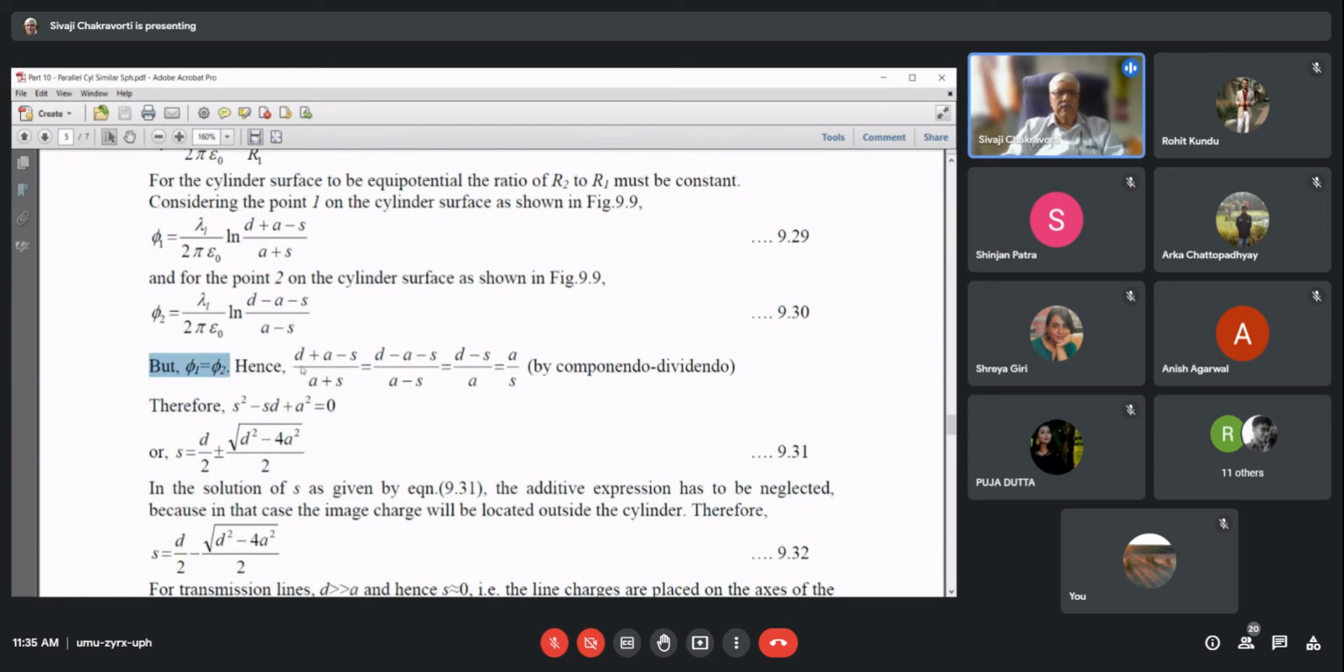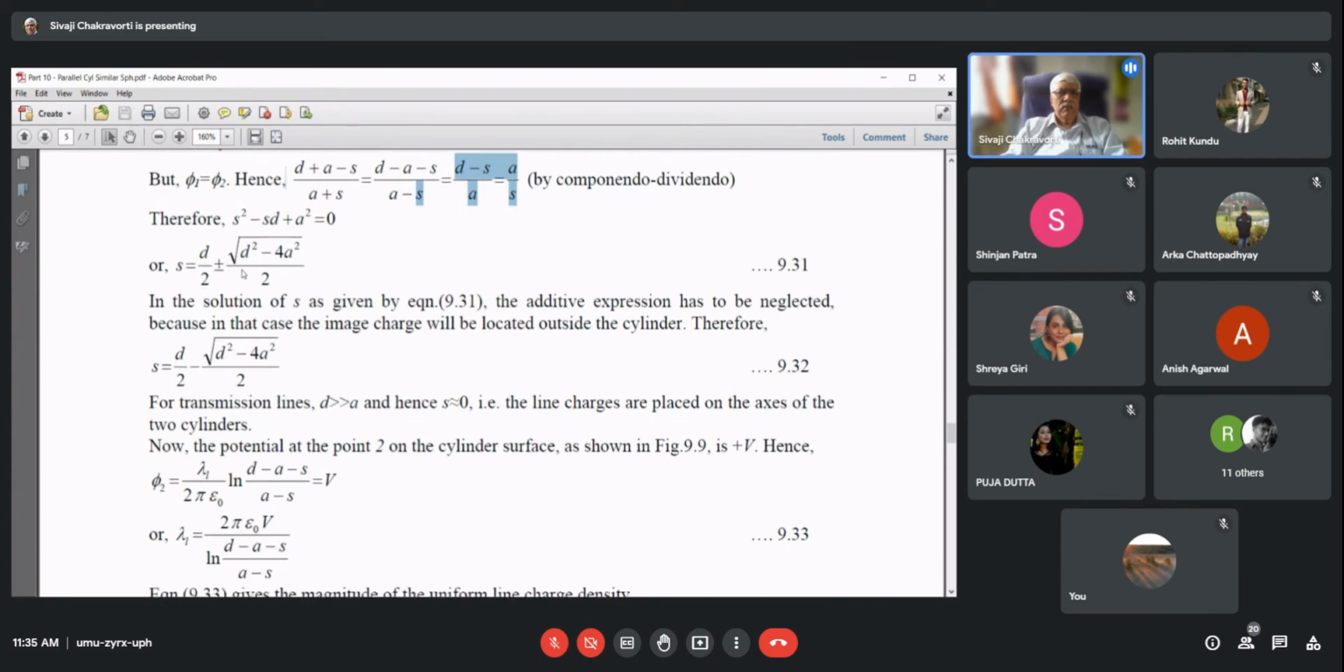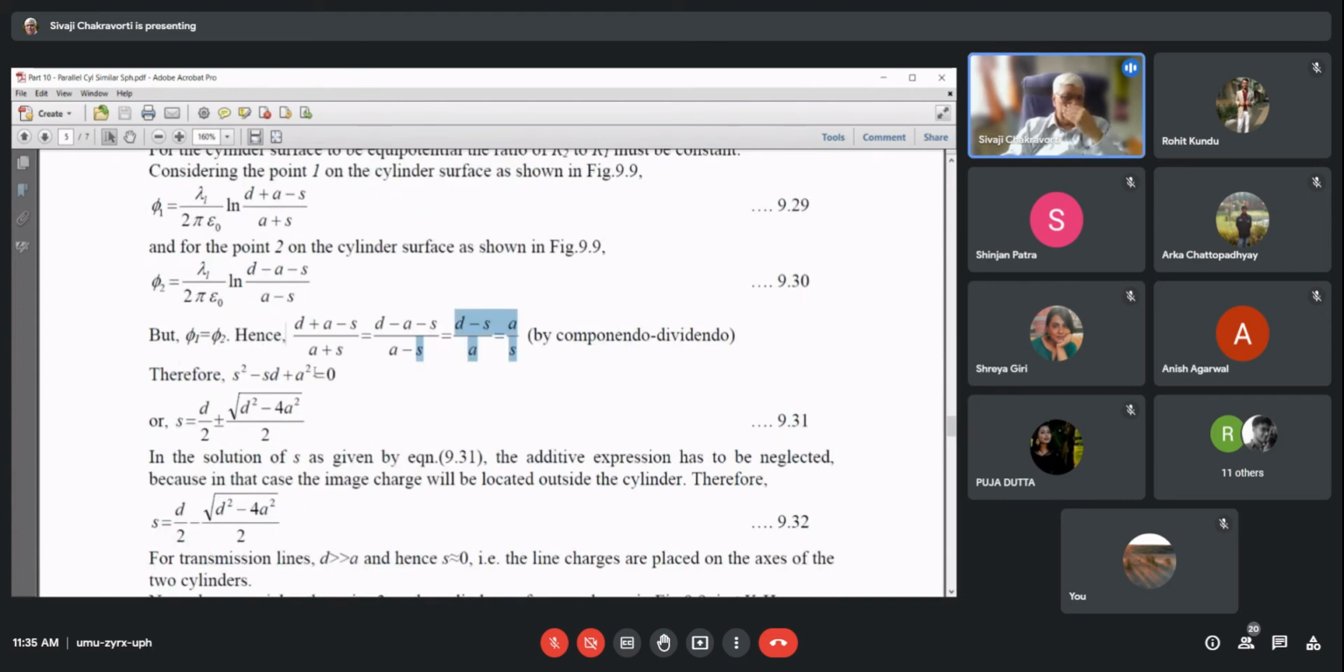So you can see we can have the two ratios which are constant. And again, we go for the componendo dividendo and we get an expression for S, 9.31. Now the question is whether I would take positive sign or the negative sign. The answer is negative. Why? Because if you take the positive sign, then S is so high that it will be outside the cylinder.